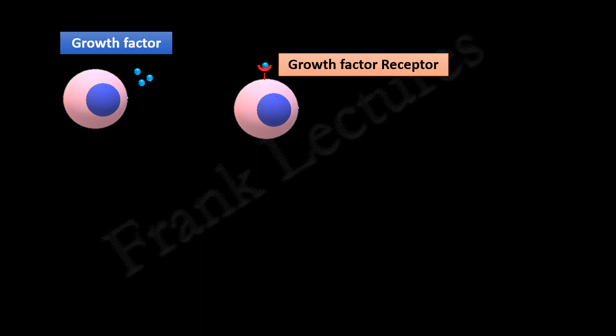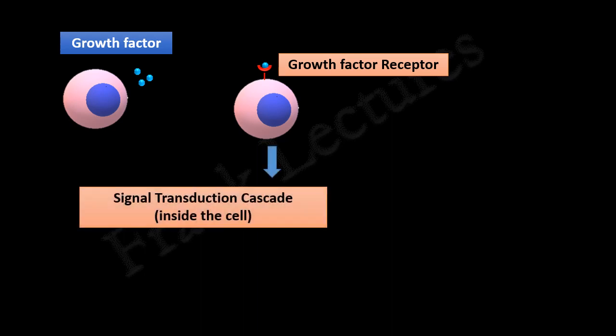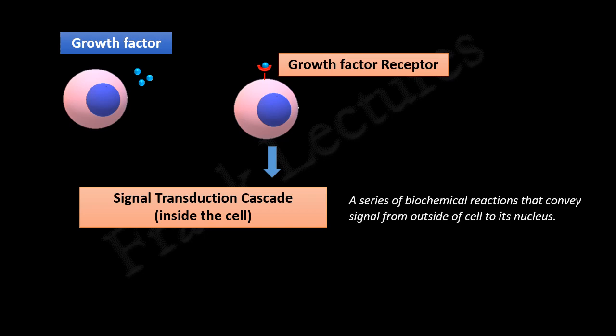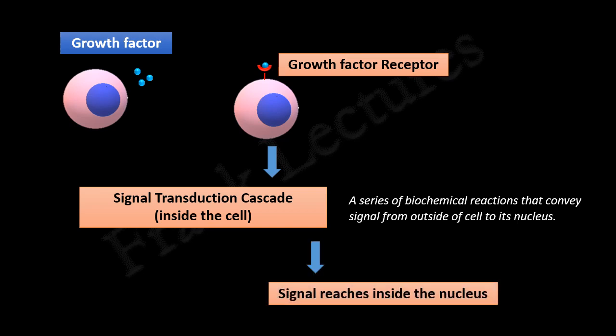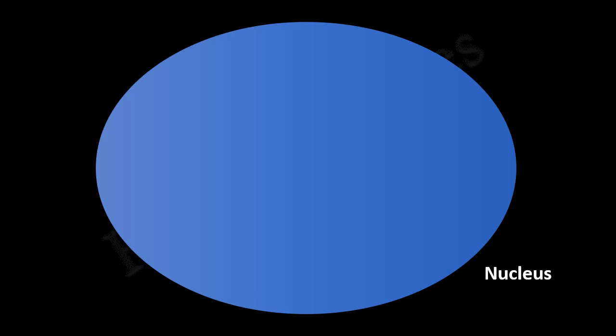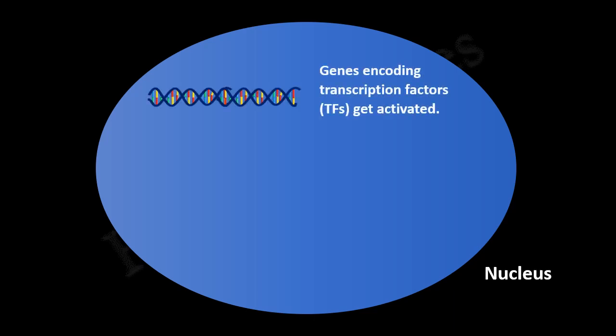This binding stimulates a signal transduction cascade inside this cell. Now, what is a signal transduction cascade? It is a series of biochemical reactions that convey the signal from outside of the cell to its nucleus. So, now the signal has reached the nucleus. Inside the nucleus, this signal activates genes that encode transcription factors.